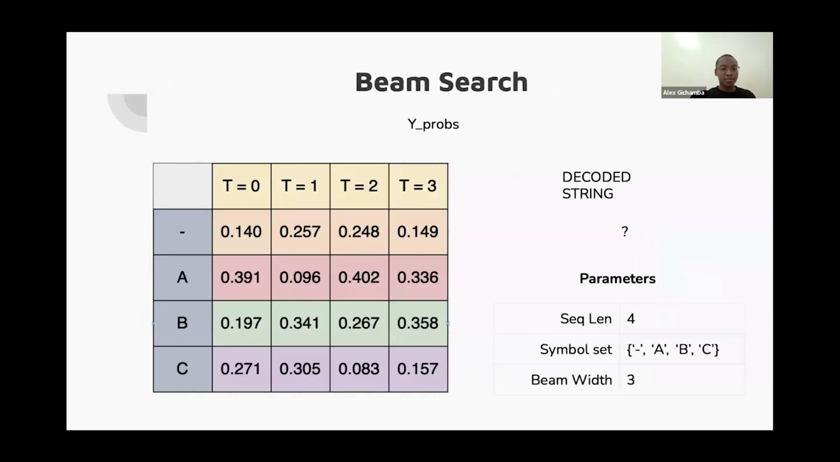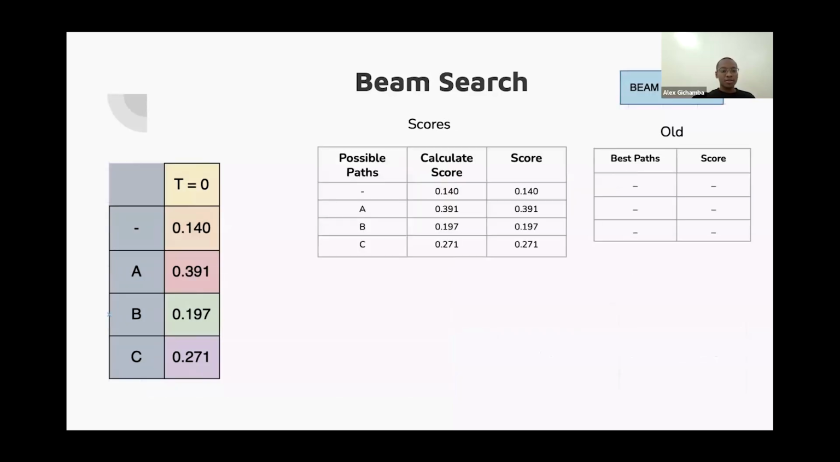Next slide. Yep. So here we have the same table, same set of symbols. That's blank, A, B, and C. At time step 0, we have the probabilities for each time step. So the probabilities are the columns.